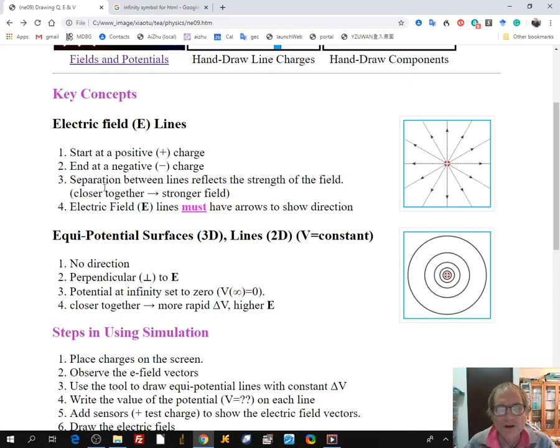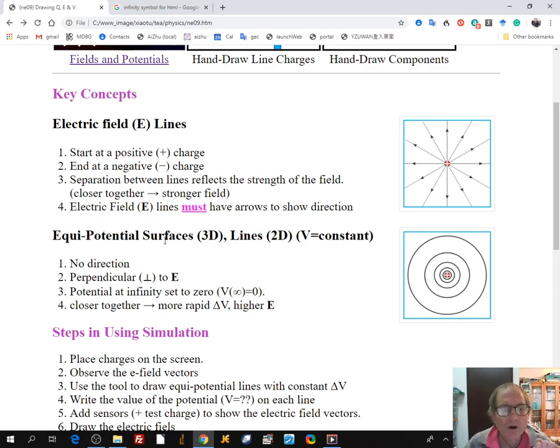Now the separation between the lines reflects the strength of the field. So where these lines are closer together near the charge, that means the field is much stronger. Where these electric field lines are farther apart, that means the field is much weaker. Finally, note that when we draw electric field lines, they must have arrows to show direction. Okay, that's our electric field lines.